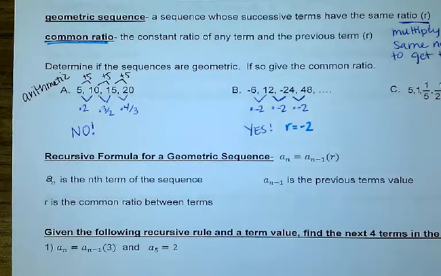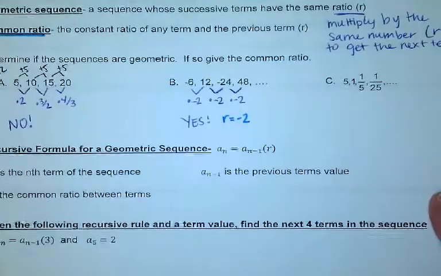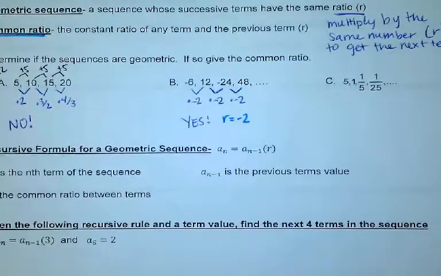So sometimes your ratio can be a negative number. In a real world situation, which we'll get to next class, your ratio will never be negative. But in a purely mathematical sense, yes, your ratio can be negative. So in terms of sequences, your ratio can be negative.